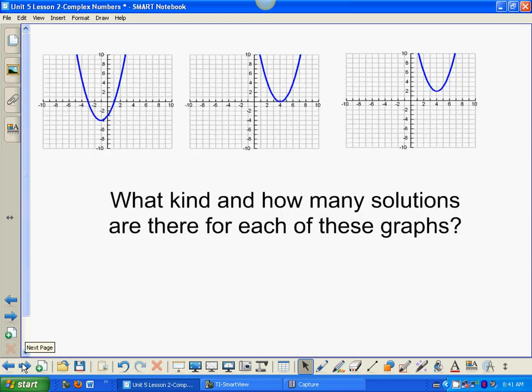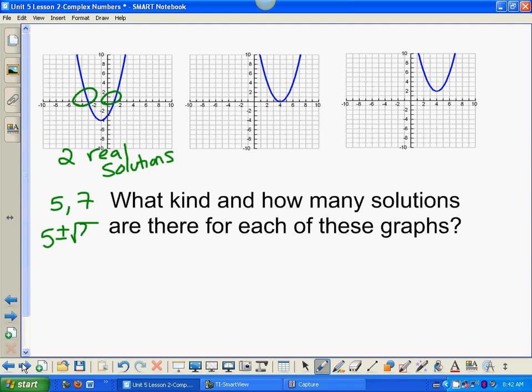So if you think about what kind and how many solutions there are for each of these graphs, if I look at the first graph on the left, you'll notice that this graph is hitting in two spots. That means we have two real solutions for this quadratic. Now those two real solutions could be nice numbers like 5 and 7, or they could be irrational like 5 plus or minus the square root of 2. So when we say real, we don't necessarily mean that they're nice numbers, but they're real numbers. They're integers. They're irrational numbers. I could have 1/2 and 57/36. So those could be solutions.